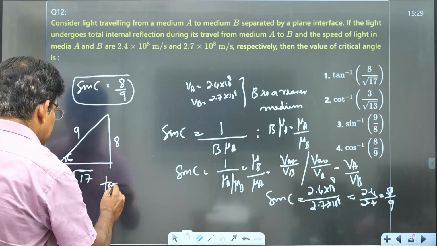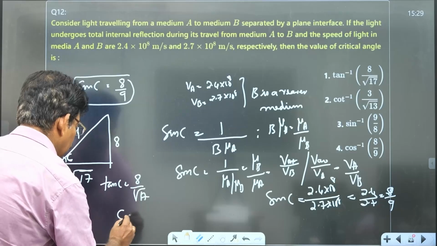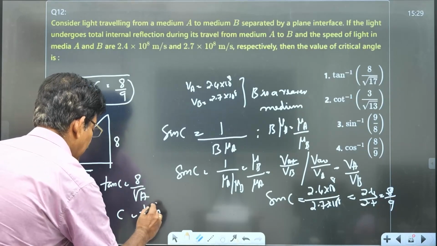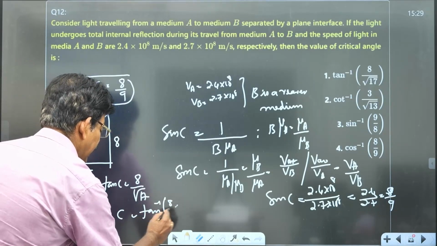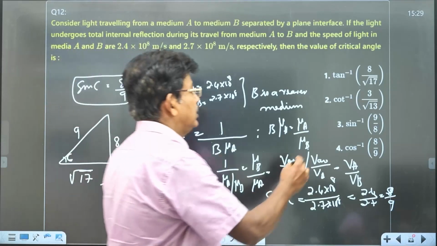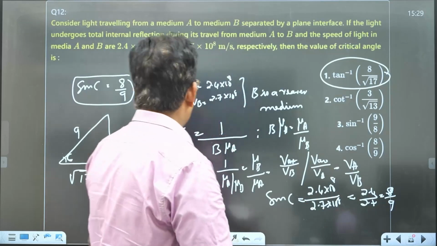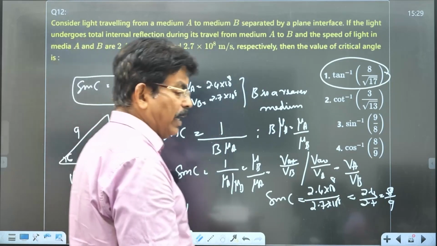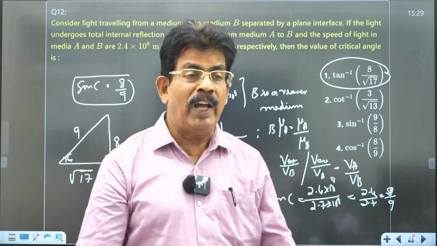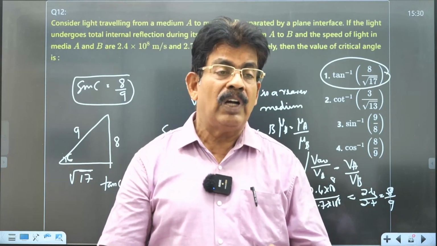We can make tan C is equal to 8 by root 17, or C is equal to tan inverse 8 by root 17. That option is there, isn't it? So first calculation, first attempt, what value are we getting? We are getting the value sin C is equal to 8 by 9. But that value is not over there. So we try for other angles.